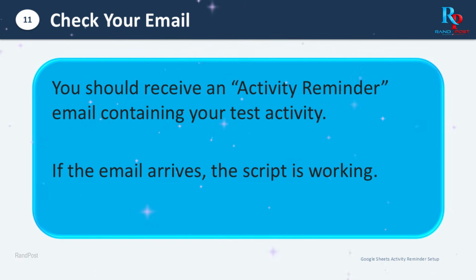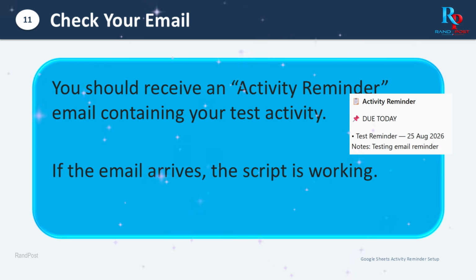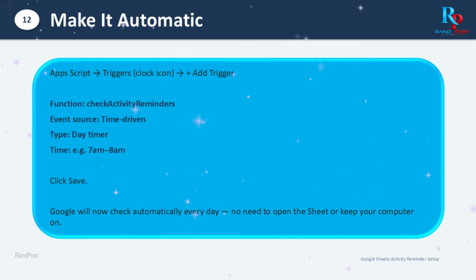Step 11. Check your email. You should receive something similar to what is on screen. If you receive this, the script is working. Step 12. Make it automatic. In Apps Script, click the clock, Triggers. Click plus Add Trigger. Function: checkActivityReminders, event source: time-driven, type: day timer, choose something like 7 a.m. to 8 a.m. Click Save. That's all. Done. Now you will get reminders automatically.